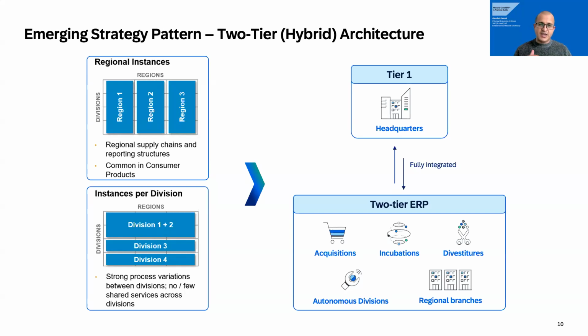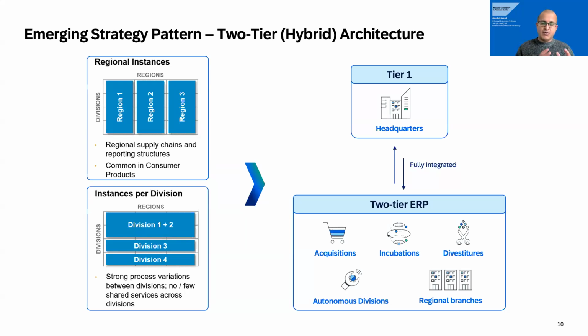And that can be tier one, the headquarters, and tier two can be either a region or a division, which is specifically running on S/4HANA public cloud. And that is fully integrated with tier one. We'll see some of the benefits and some examples of how two-tier architecture works. So, when do you largely use two-tier architecture?